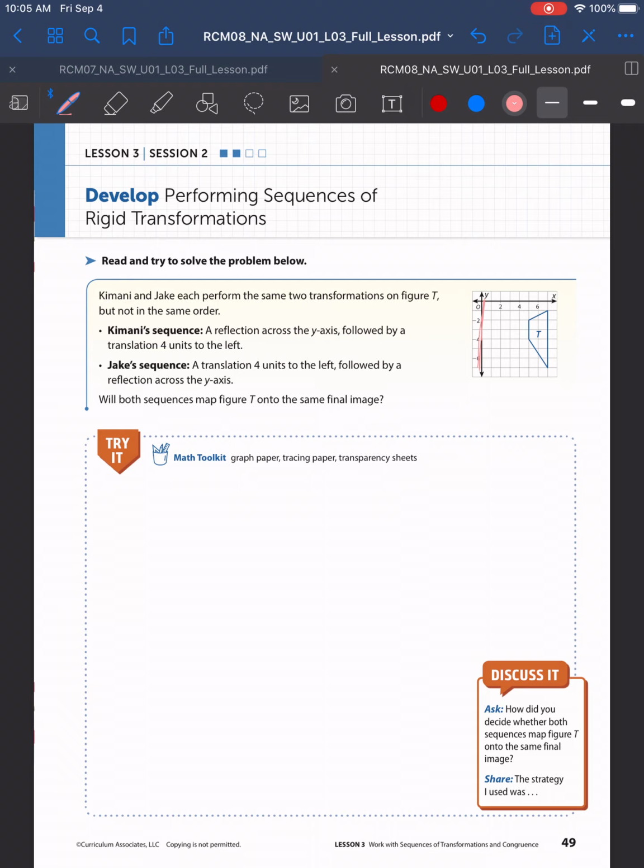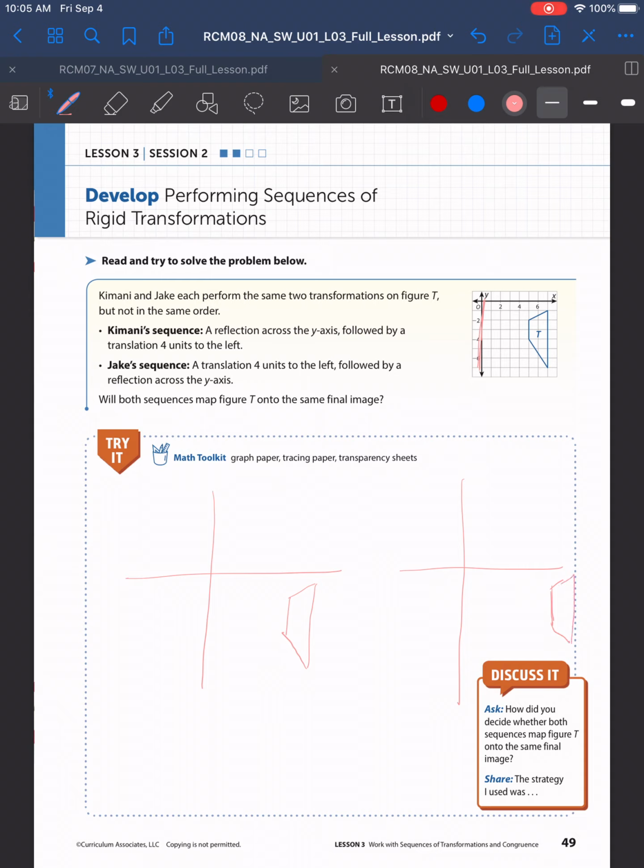So we could just trace this out. I mean, we don't have to make this perfect because they didn't give us any graph paper or anything. But we can just eyeball this, okay? So here's where figure T is. I'm not even going to worry about the actual coordinates. I just want us to eyeball this for a second, okay? I'm going to go ahead and draw the same thing over here. It's not even going to be very accurate, but that's okay. Just guesstimate, okay?